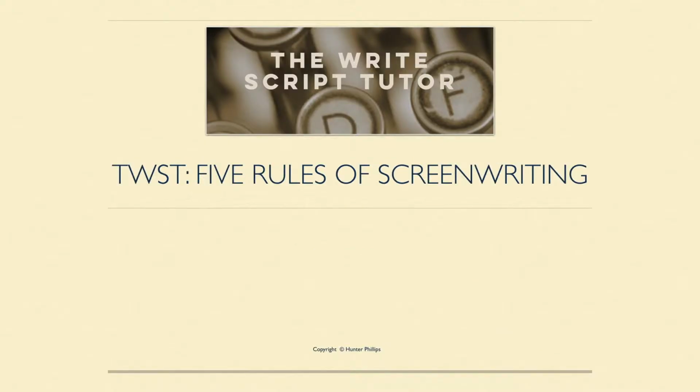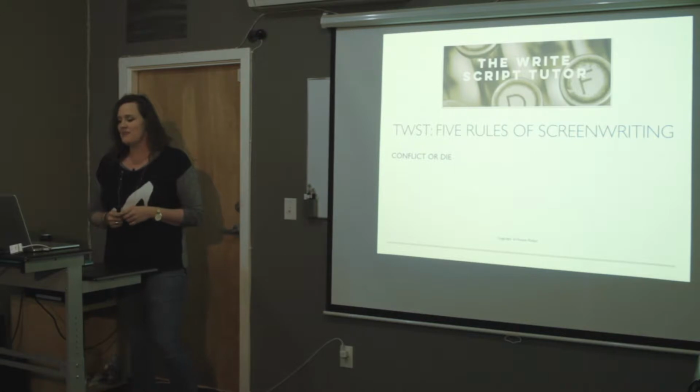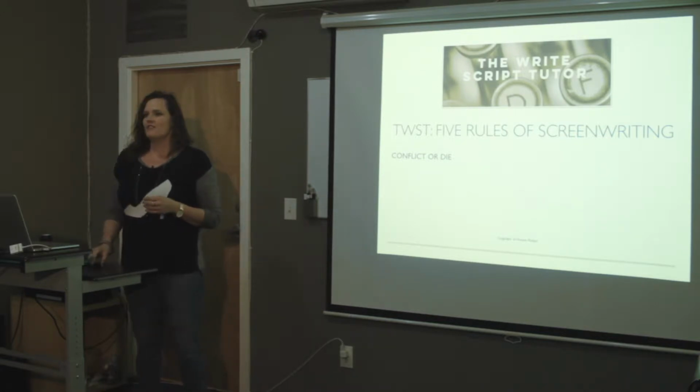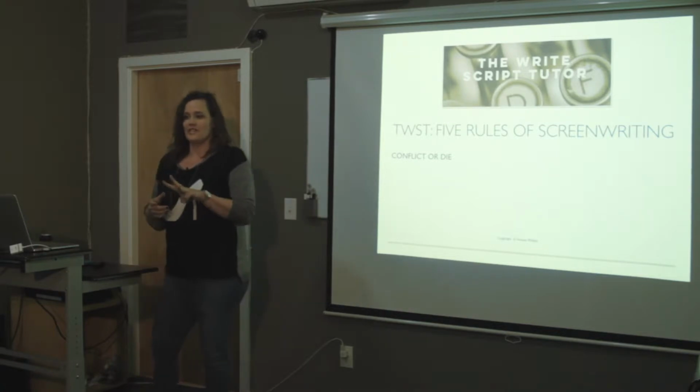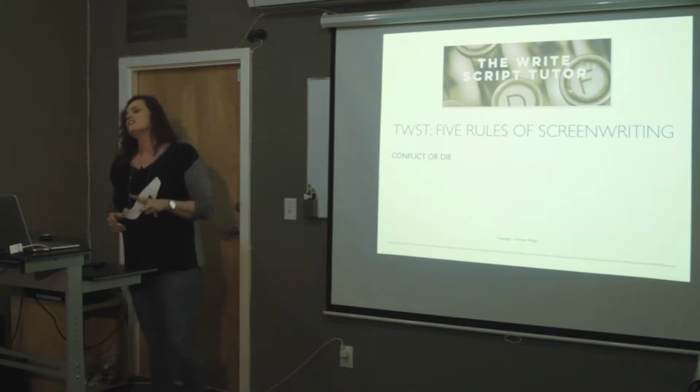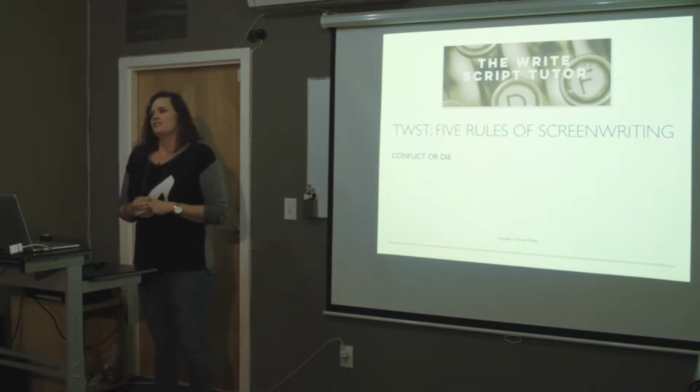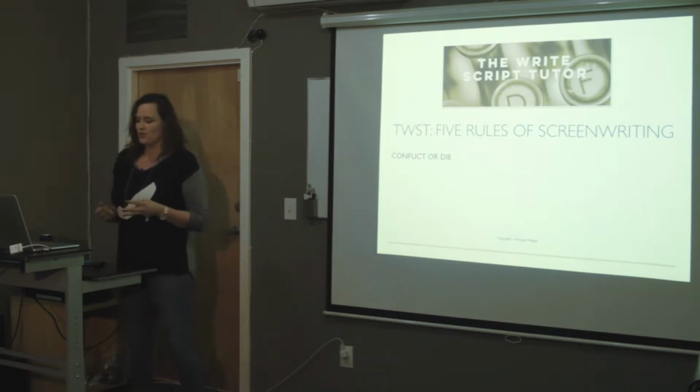So I have reduced it down to 5 rules of screenwriting. The first one is conflict or die. And what I mean by this is films that are good always have what I reduce down to 3 types of conflict. The first 2 you have to have, they're essential, and the third is your backup conflict, or last resort conflict is the better term.